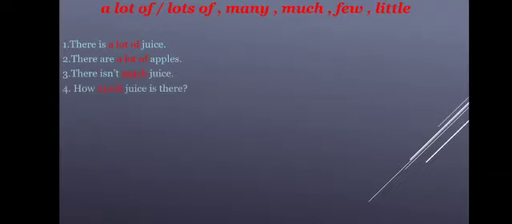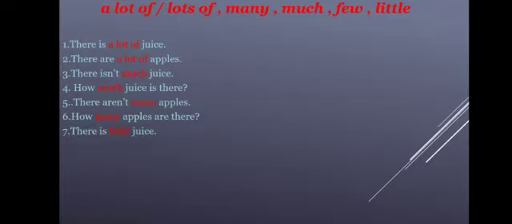We have some other quantifiers: a lot of, lots of, many, much, few, little. Let's have some examples. There is a lot of juice. There are a lot of apples. There isn't much juice. How much juice is there? There aren't many apples. How many apples are there? There is little juice. There are few apples.